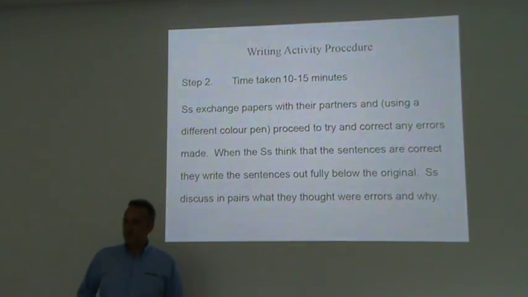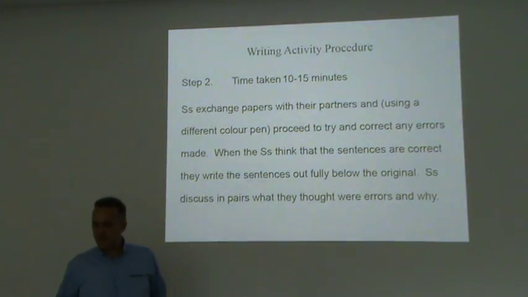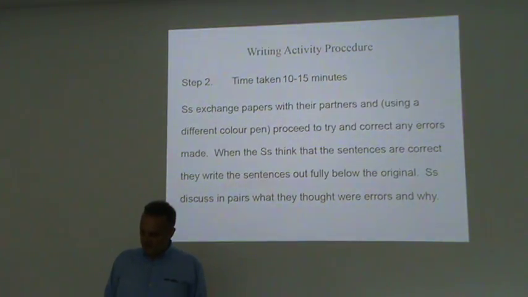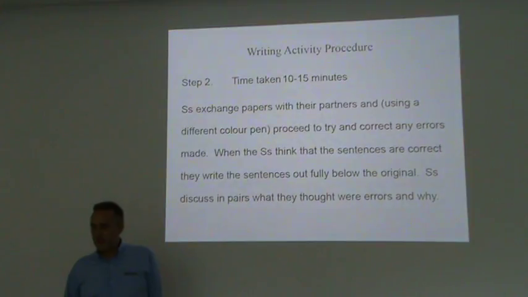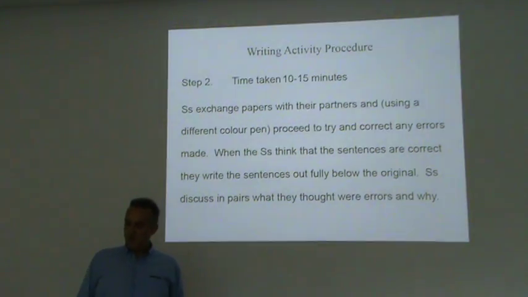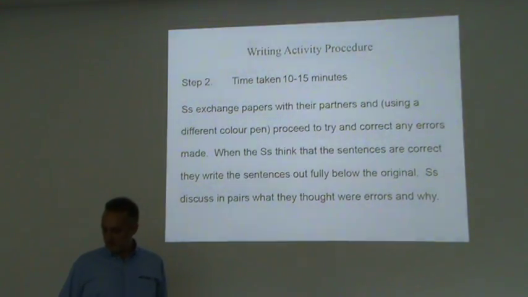Step 2. Again, the time is variable, for example, it can take 10 to 15 minutes. The students can exchange their papers with their partners and then, using a different colour pen, try to correct any errors their partner had made in their sentences. When the students think that the sentences are correct, they write the sentences out fully below the original. The students then discuss in pairs what they thought were errors in each other's writing and why they were errors.